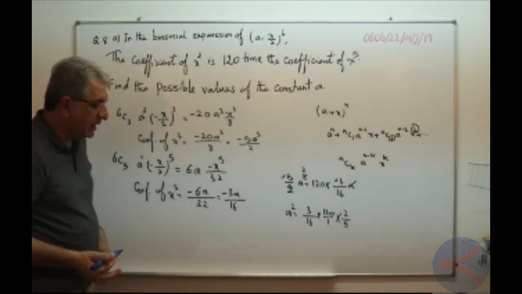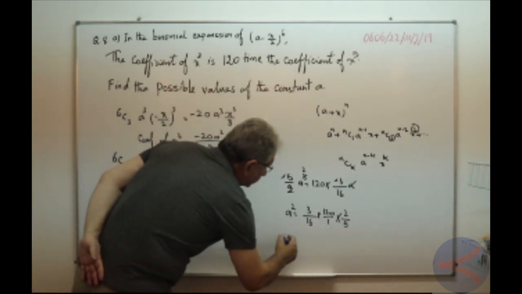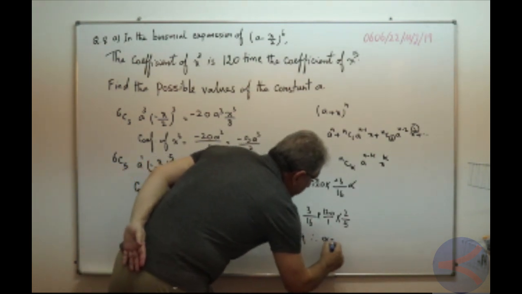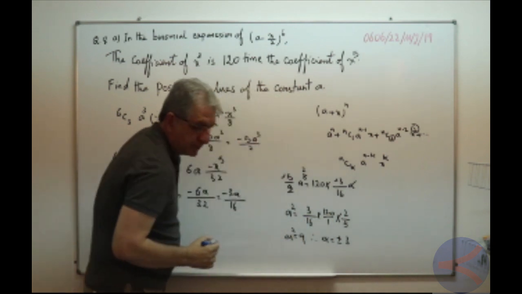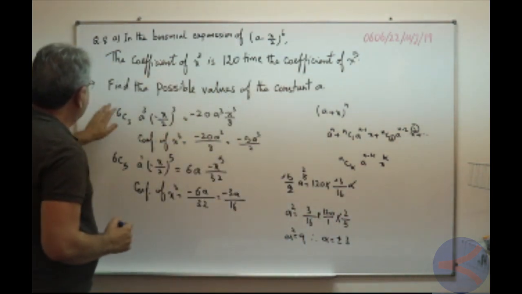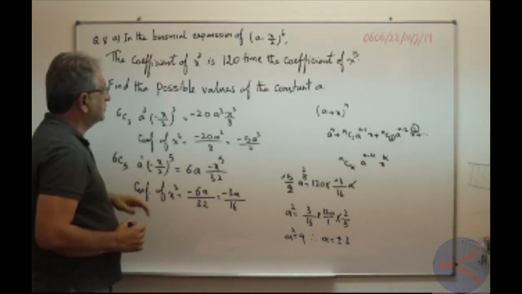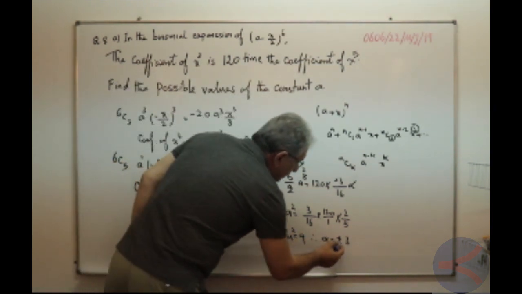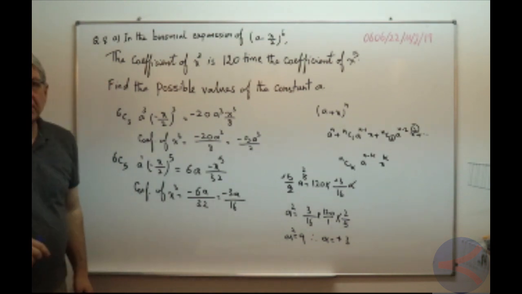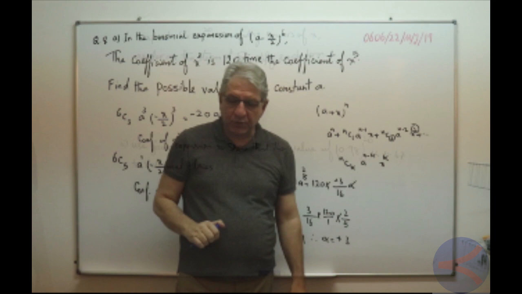Just put it in the calculator and get the answer: a squared will be 9. A squared is equal to 9, therefore a is plus or minus 3. But it says to find the positive value of the constant a, therefore a cannot be negative, and the answer is only a is equal to 3. Now we go for the second part of this question.